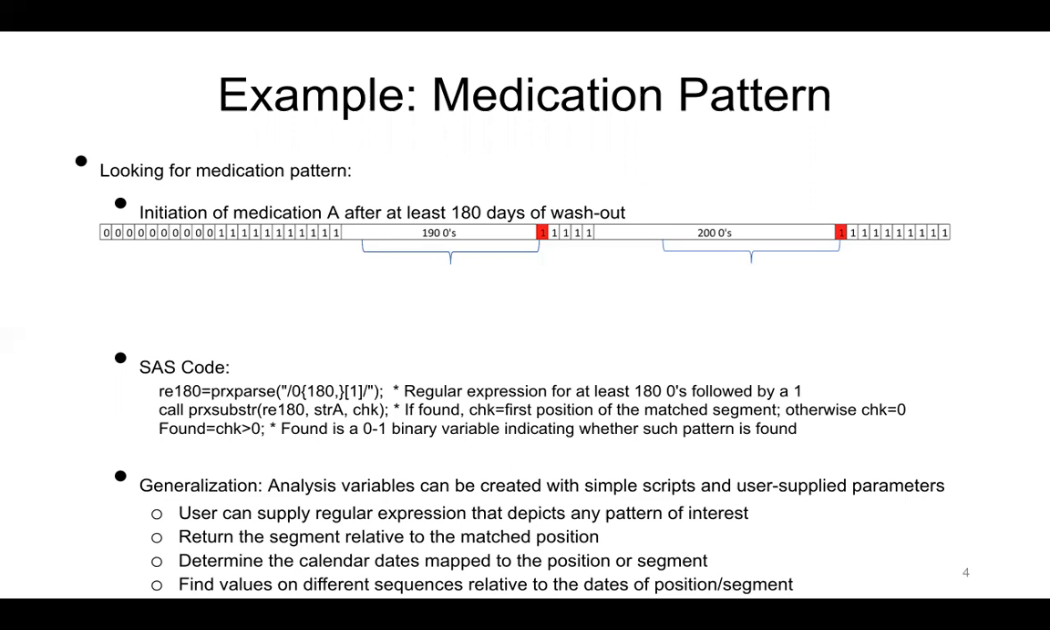Other analysis variables like a segment relative to the match position, internal pattern of that segment, or their corresponding calendar dates. The dates or the positions can in turn be used to locate values from other sequences and create analysis variables from them.